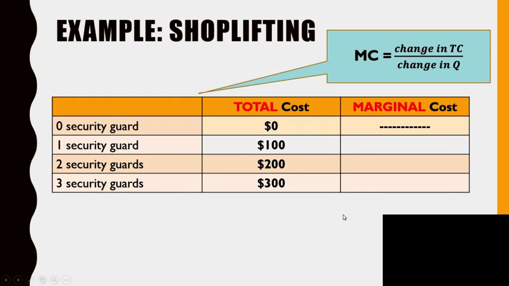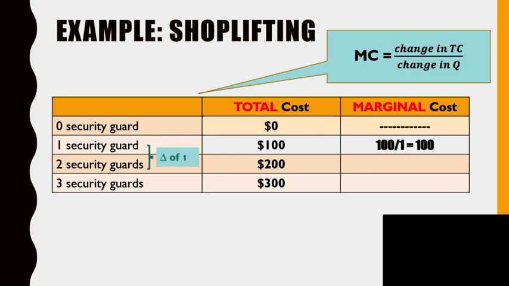So let's use the equation, and we see that going from 0 to 1, we hire 1 guard. Our total cost goes from 0 to 100. That's a change of $100. So what did it cost us to get 1 additional guard? It cost us $100. Now our next margin is 1 to 2.